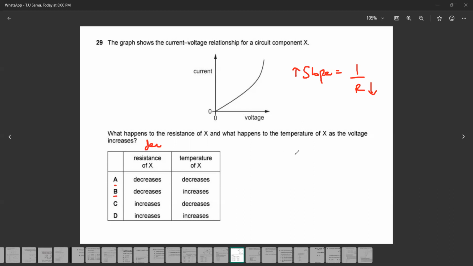But what happened to temperature? Temperature and current are directly proportional. If the current is increasing, the temperature will also increase. With greater current, there is greater flow of charges and more collisions between the particles, so the temperature will also increase. If you are using a device which has a greater current, it will produce a greater heating effect. So if the current is increasing, what happened to the temperature? The temperature will also increase. So B will be the right answer. Is it a clear discussion?